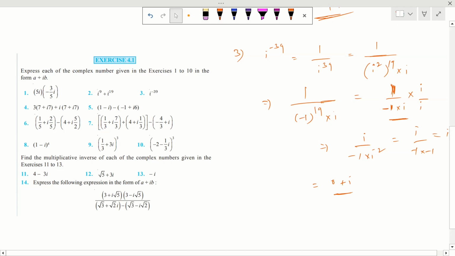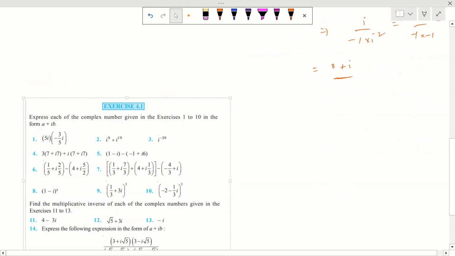Now, the fourth one, if we come across the fourth one, it is given.